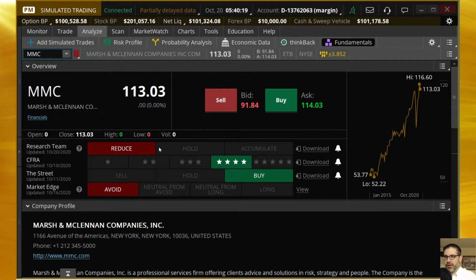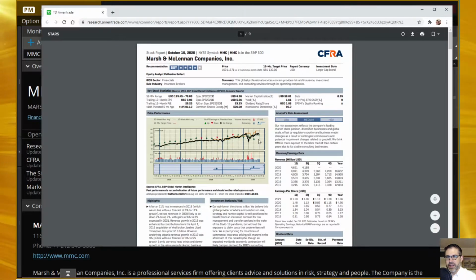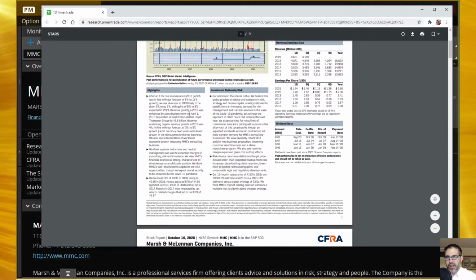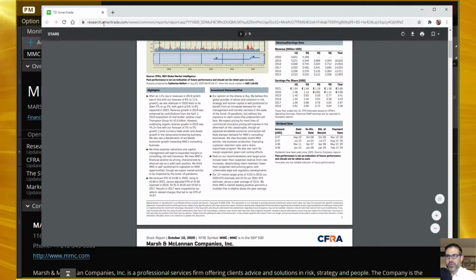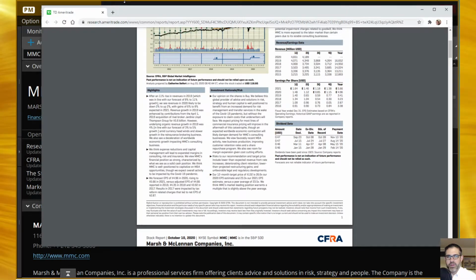Another thing you may not know: you can see two here say reduce or avoid it, and two say it's great, but you can click on these. I wanted to show you this one. I already had it open. You click it, and it gives you this evaluation and highlights. It says our opinion on the shares is to buy. We believe this global provider of advice and solutions in risk, strategy, and human capital is well positioned to benefit from an increased demand for risk management in the wake of the COVID-19 pandemic.